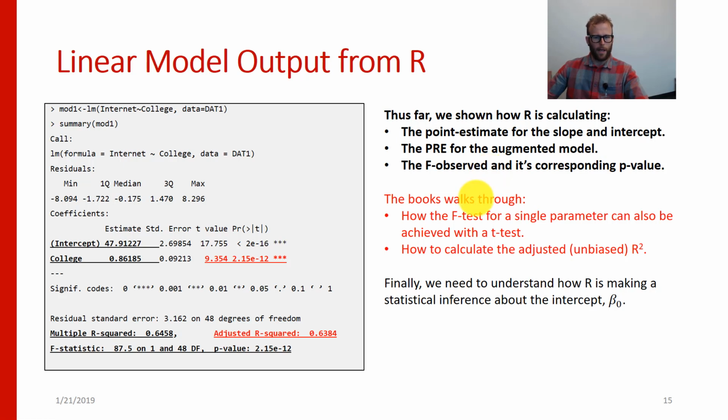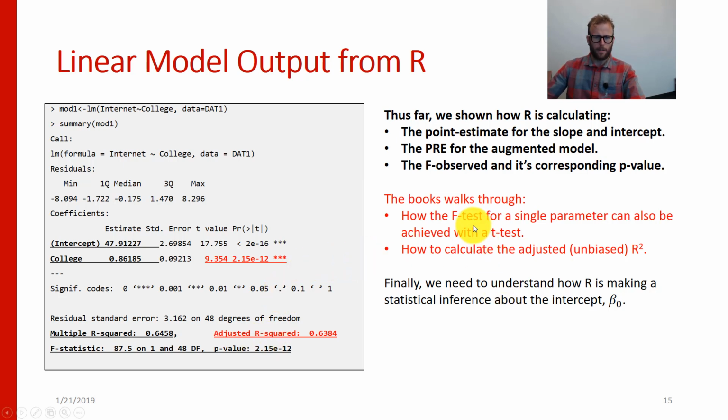The things that are bold and in red show you things that we get out of R that the book also walks us through, and we will spend a little bit of time on in lab. But I just want to take a second to talk about these and then talk about what else remains to be done. So thus far, we've shown how R is calculating the point estimate for both the intercept and the slope. We've shown how R is calculating the R squared, or the proportional reduction in error for this augmented model. And we've shown you how R is calculating the F observed for this model as a whole, when we are testing something where we include the slope against the model C, in which the slope is set to 0.